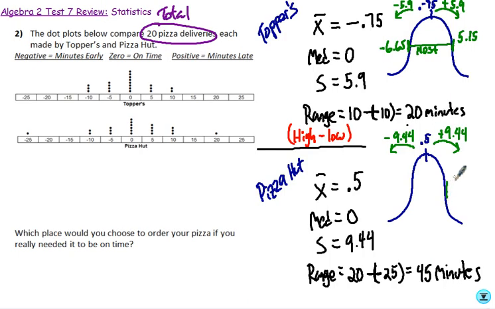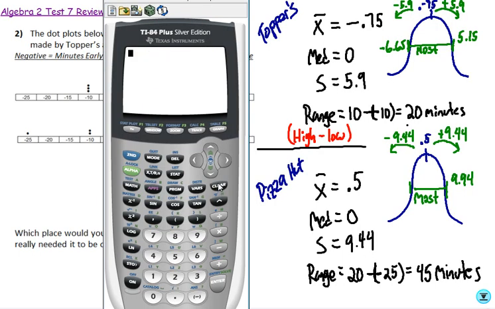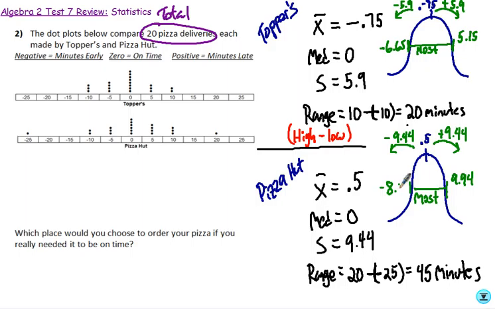So we could say 9.94. And then on the other side, and again this represents most, if we subtracted, so if we said 0.5 minus 9.44, I'd get negative 8.94. So what would I say about this? I would say most of the time, not all the time, but most of the time they were either 9 minutes early at their best or almost 10 minutes late. Right, because 9.94, that would be almost 10 minutes.